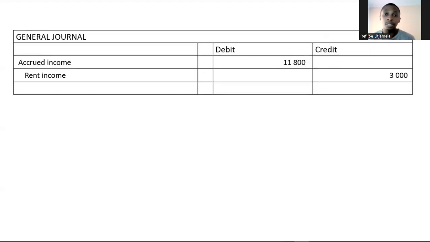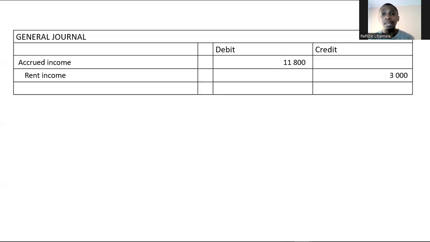Now it makes sense why we have that 11,800. We are going to debit again accrued income by 8,800 and credit commission income. Note that our commission income at the moment is sitting at 11,200. When you take that 11,200 and add the 8,800, it should give you 20,000. Let me just confirm. Yes, it does give you 20,000.